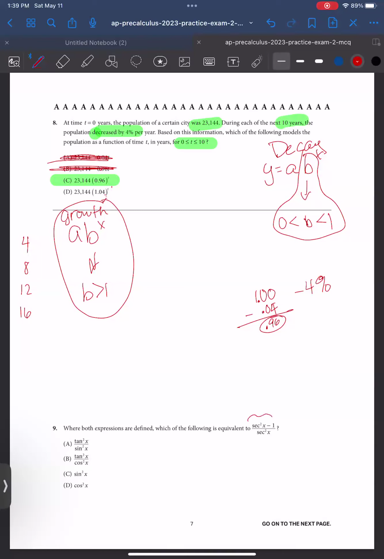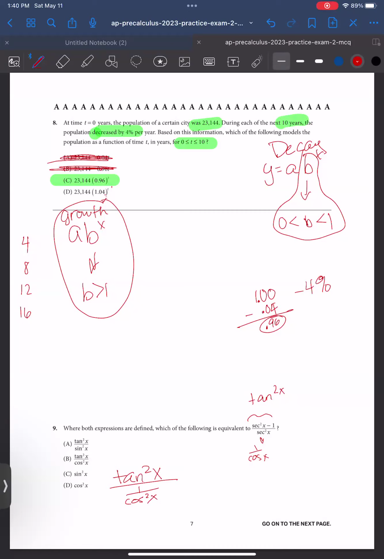So this here is a special property: secant squared of x minus 1. There's an equivalent property that says secant squared of x minus 1 is equal to tangent squared of x. So I can rewrite this problem, and secant, by the way, is 1 over cosine of x, as tangent squared of x over 1 over cosine squared of x. So far, so good?